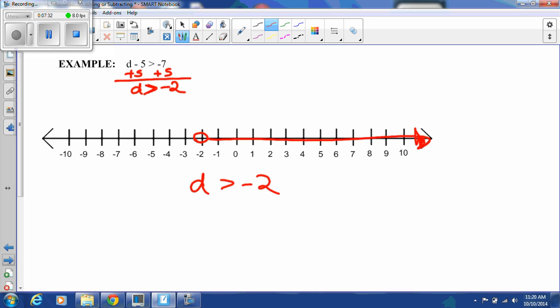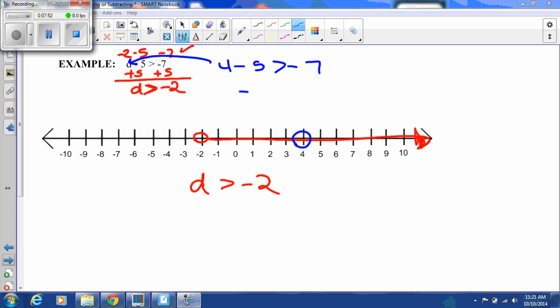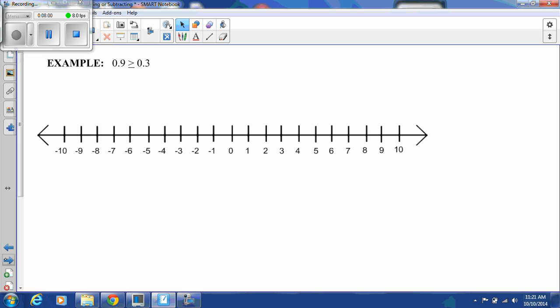To check the endpoint, I put a negative 2 in for d. Negative 2 minus 7 is negative 7, so the endpoint is correct. And then I'm going to pick a number in the shaded region. I'm going to pick the number 4, put it in for the variable. 4 minus 5 is greater than negative 7 because negative 1 is greater than negative 7. And I have the correct inequality symbol. I shaded in the correct direction.